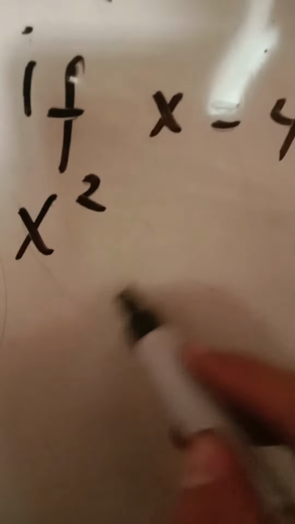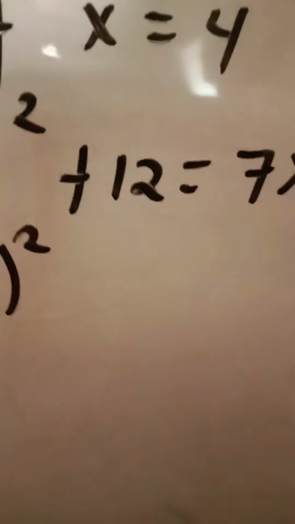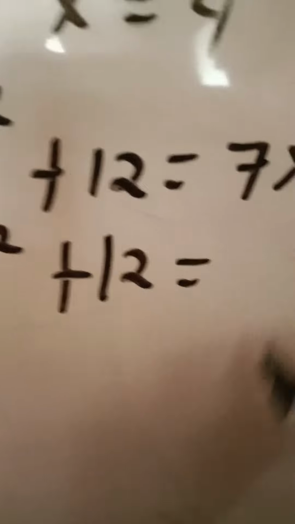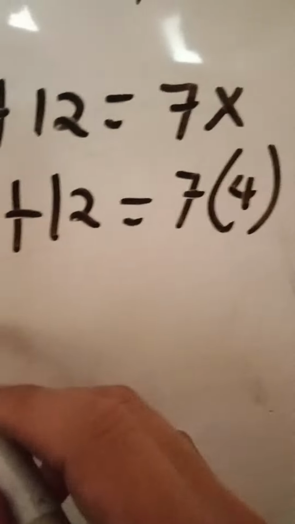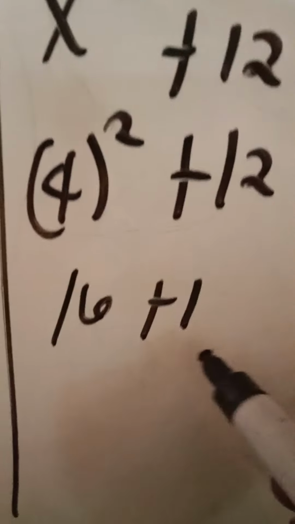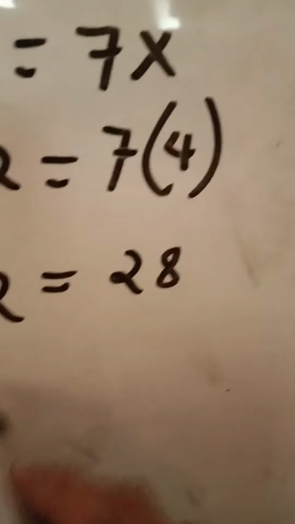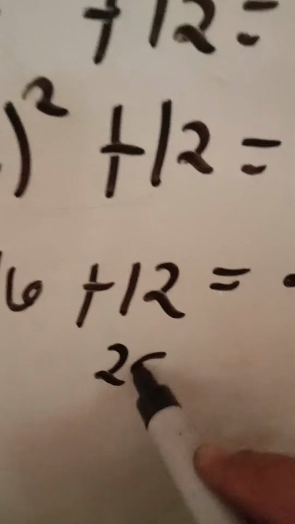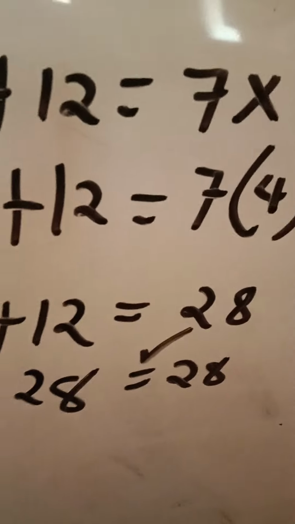So x squared plus 12 is equal to 7x. Substitute the value of x, which is 4. 4 to the power of 2 plus 12 is equal to 7 times 4. So 4 to the power of 2 is 16, plus 12 is equal to 7 times 4, which is 28. So 16 plus 12 is 28, which is equal to 28. So our answer is also correct.